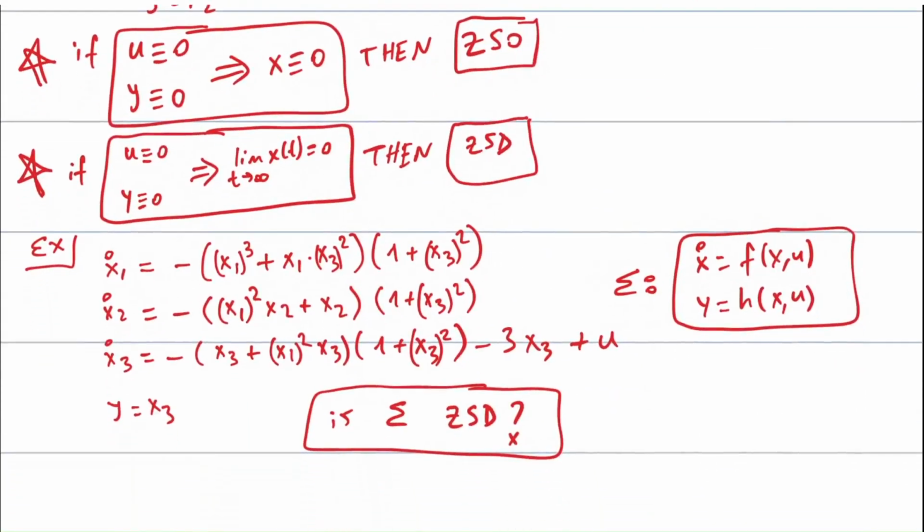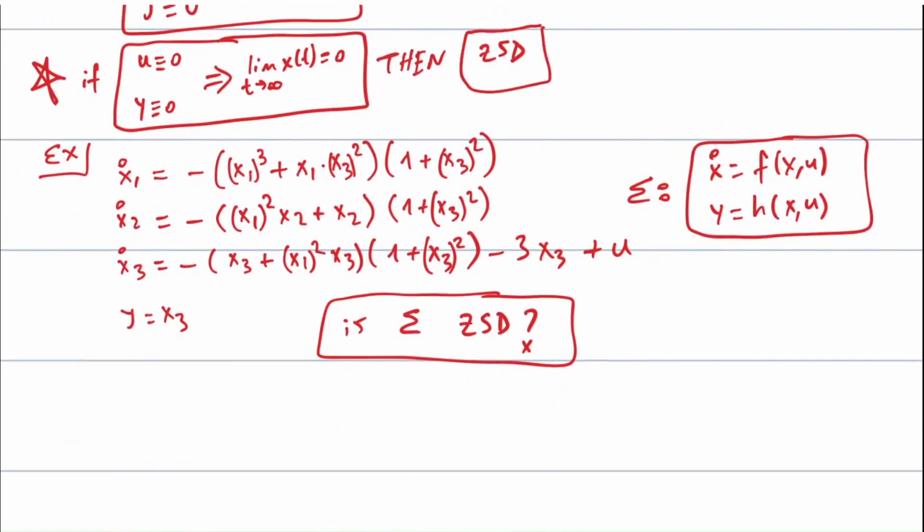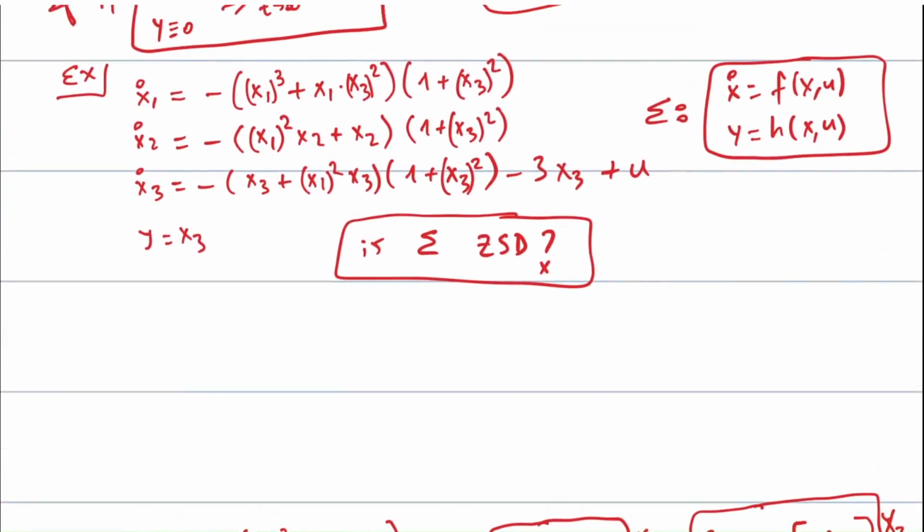Let's check the second example. This is kind of a larger scale nonlinear dynamical system. The question is, sigma indicates sometimes nonlinear dynamical systems, and is the given system zero state detectable? Let's determine that. You know what, let's copy that. I think that would be helpful.